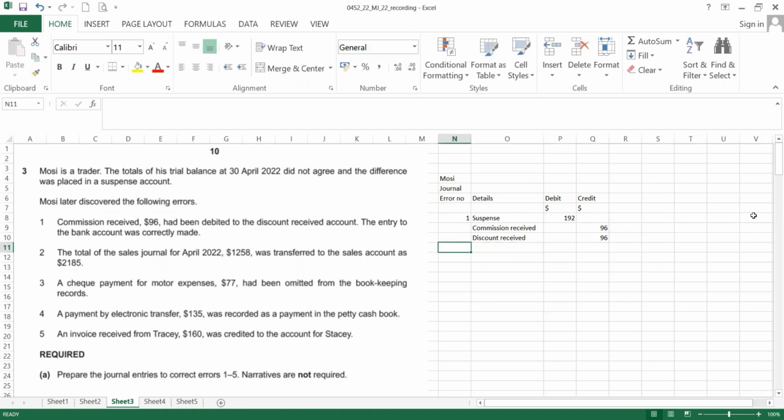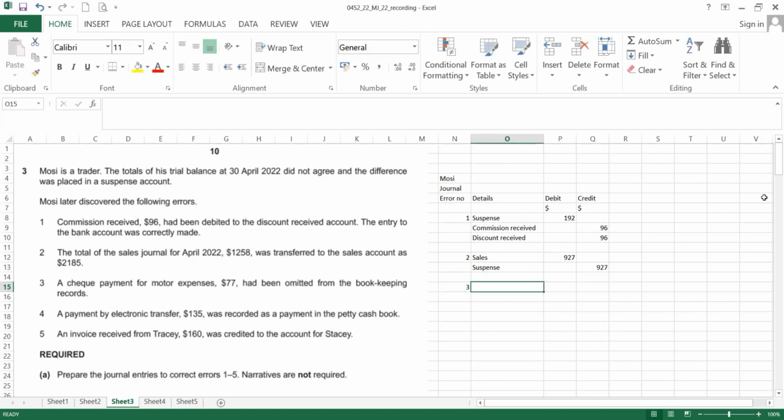And number 2, the total of the sales journal, 1,258, was transferred to the sales account as 2,185, so the sales account is overstated. So we have to debit sales to reduce the overstated amount, 2,185 minus 1,258. So we get 927. Okay, this is also one-sided. So suspense 927.